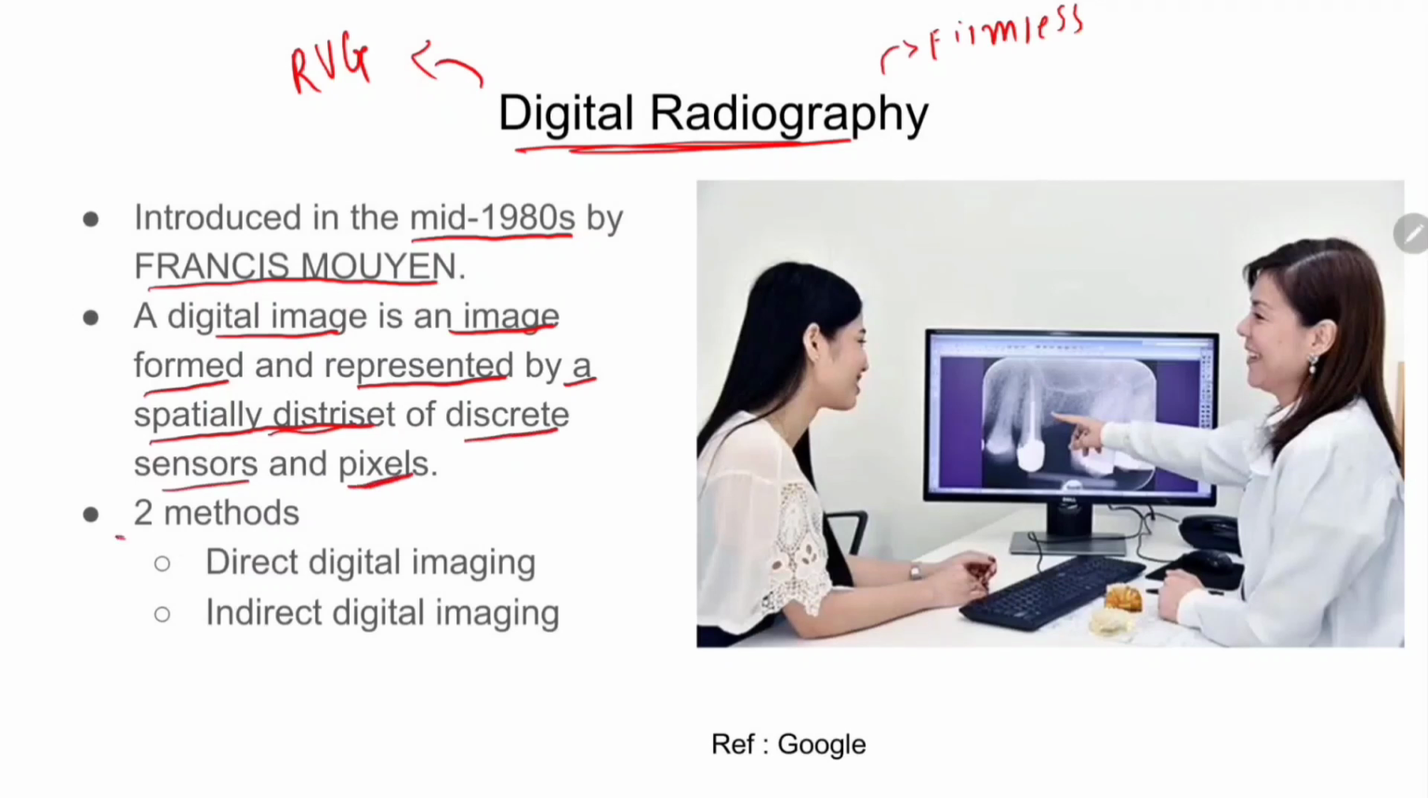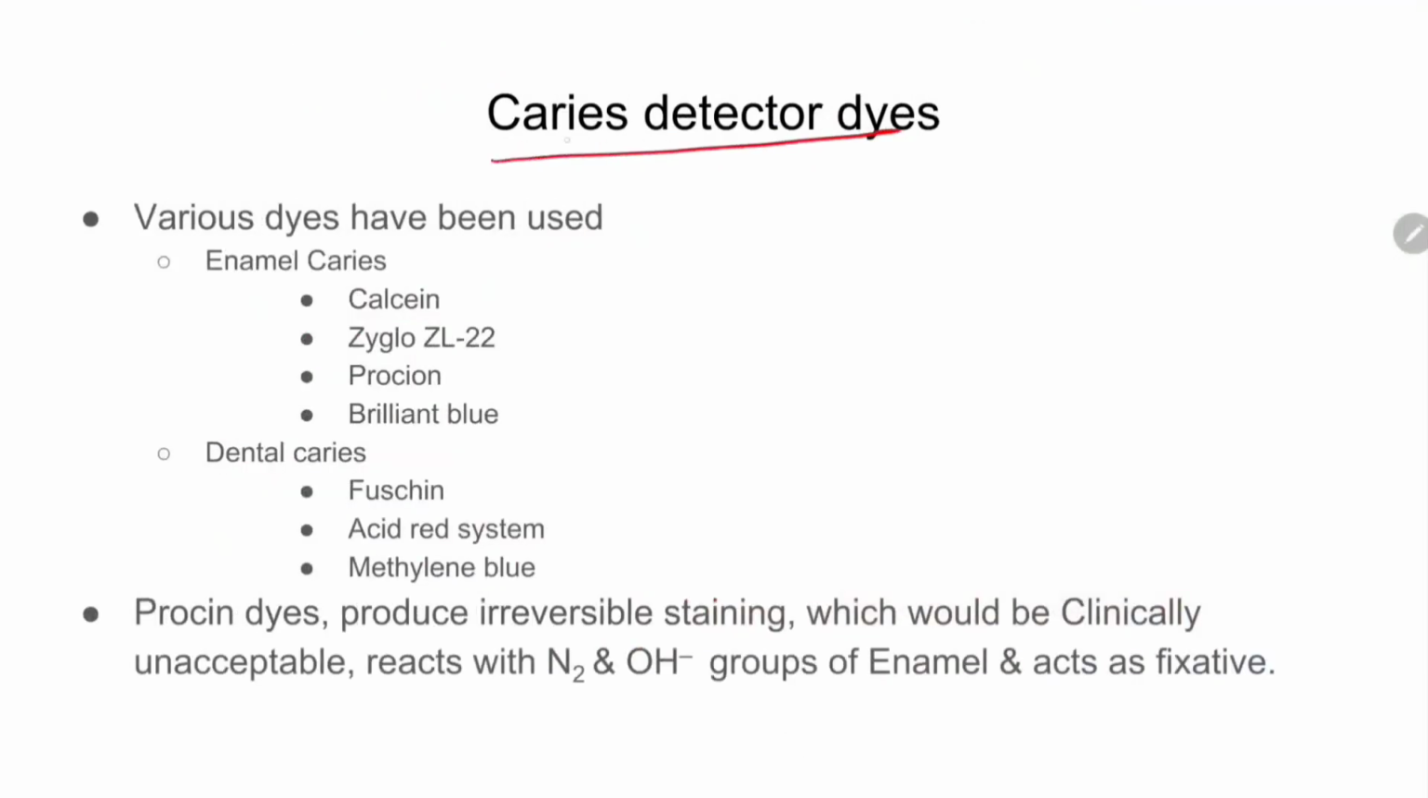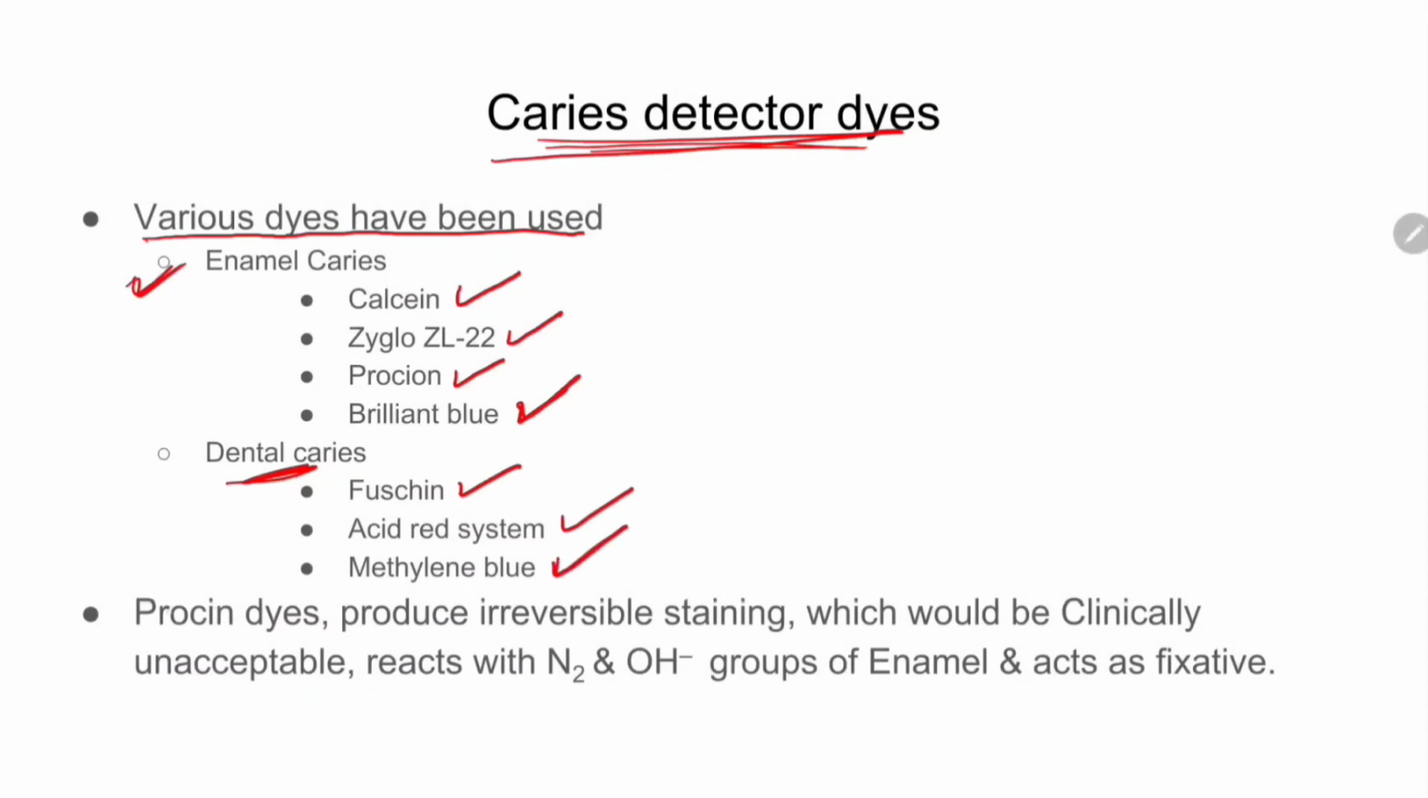There are mainly two methods in digital radiography. One is direct digital imaging and another one is indirect digital imaging. Now, next is caries detector dyes. After using all the methods, one method which we can use is caries detector dyes. Various dyes have been used. For enamel caries, we are using calcein, xylenol orange, procion and brilliant blue. For dentinal caries, we are using fuchsin, acid red and methylene blue.